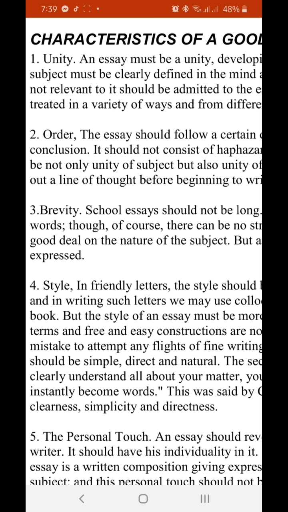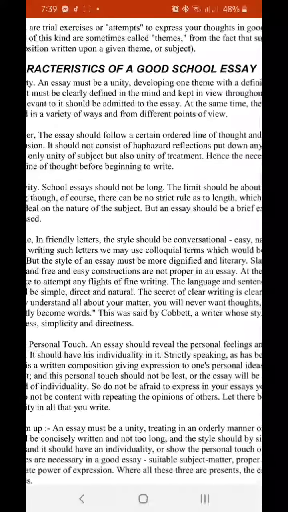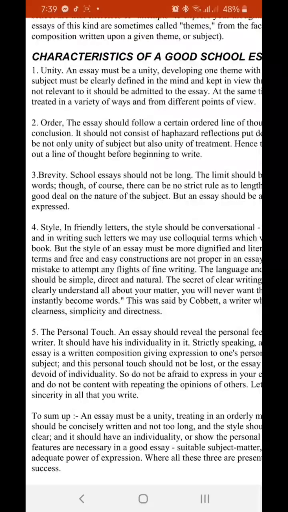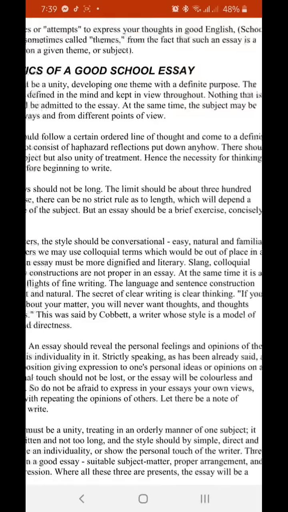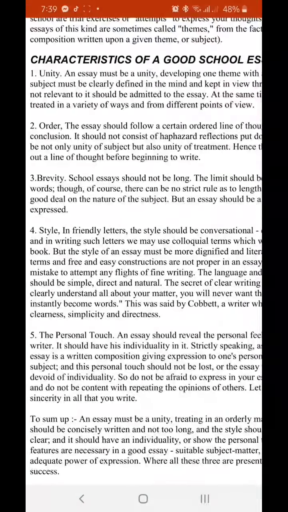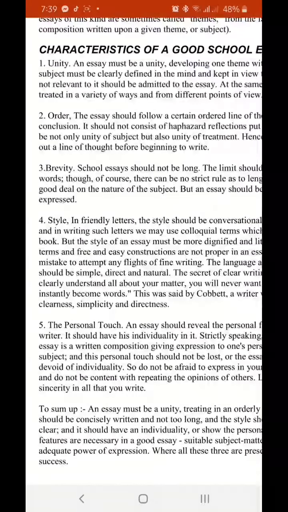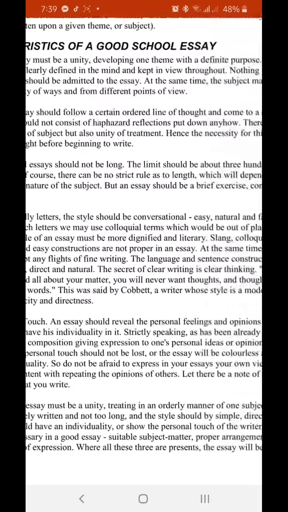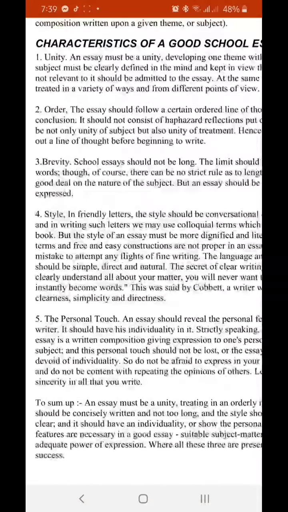We are going to discuss some characteristics of a good essay, a good school essay. The first one is unity. An essay must be a unity, developing one theme with a definite purpose. The subject must be clearly defined in the mind and kept in view throughout. Nothing that is not relevant to it should be admitted to the essay. At the same time, the subject may be treated in a variety of ways and from different points of view.